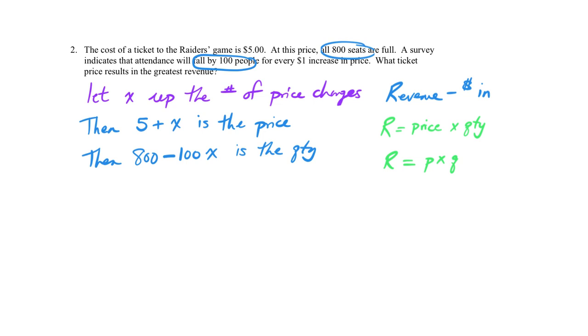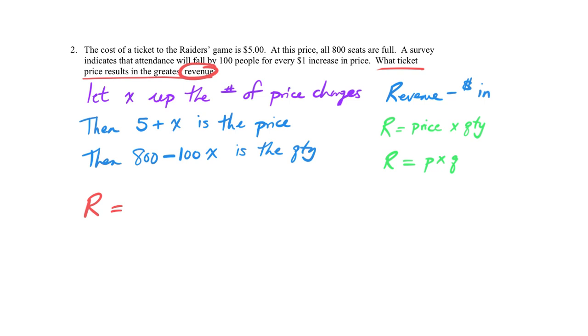The problem asked me, what ticket price results in the greatest revenue? And given what we've already worked through, we should be quite comfortable that if you have to find the greatest of something, that's a way of saying the maximum. And if you have to find the maximum revenue, then you need to create a revenue expression. There's your revenue function we're about to build.